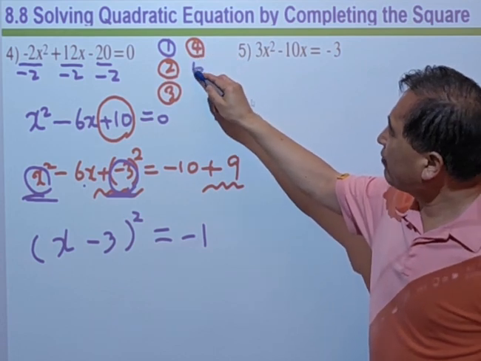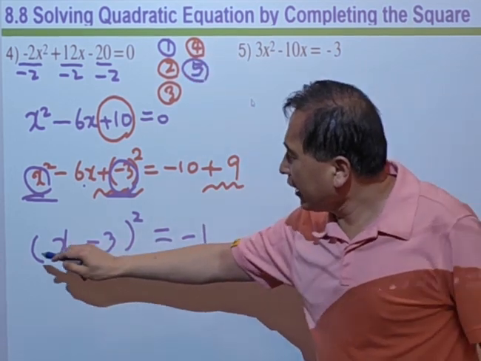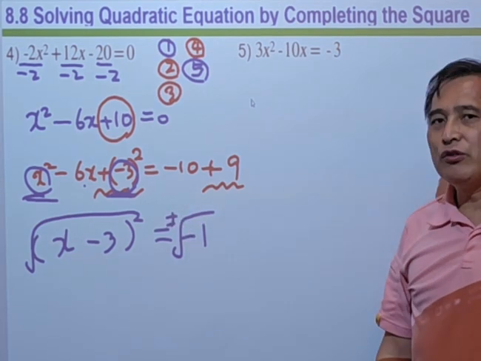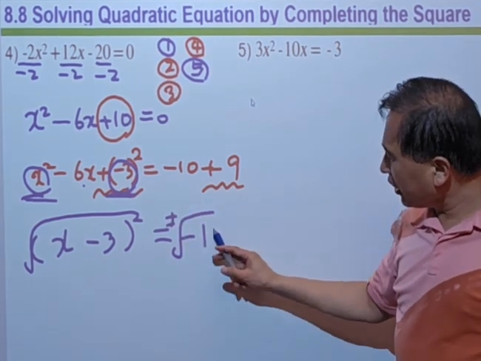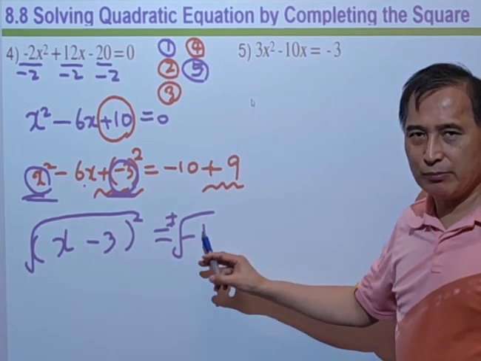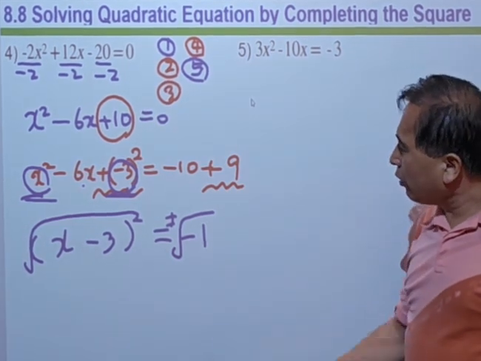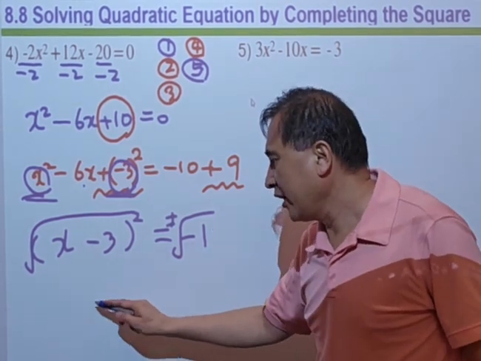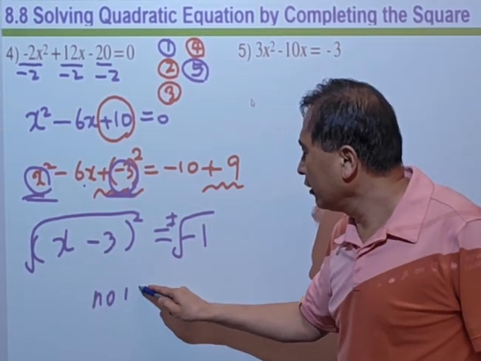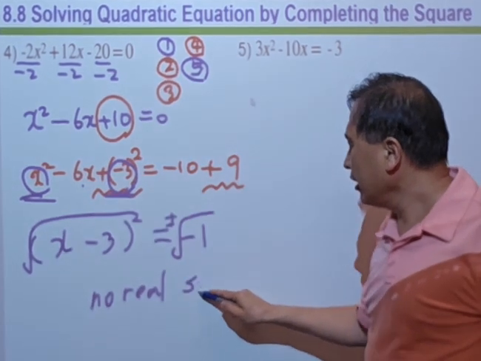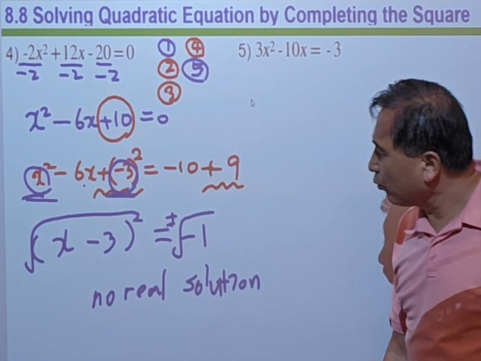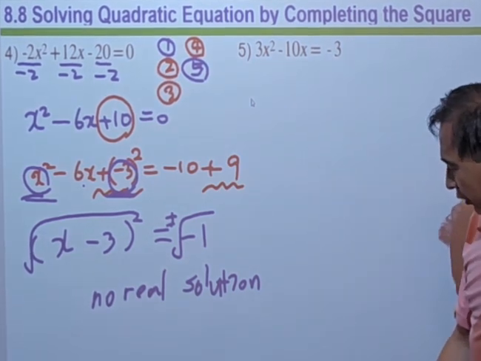fourth step. And then fifth step, now you're going to take a square root of both sides and put the plus minus there. But when you do it, inside the square root there's a negative number, then this is not possible in real numbers. So you can say, you don't need to solve it, you don't need to continue. Just say no real solution, because something squared cannot be -1. That's impossible in real numbers.